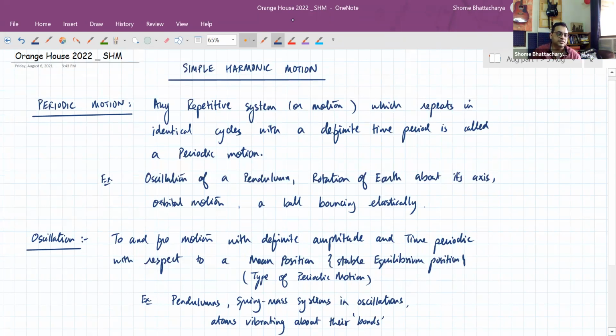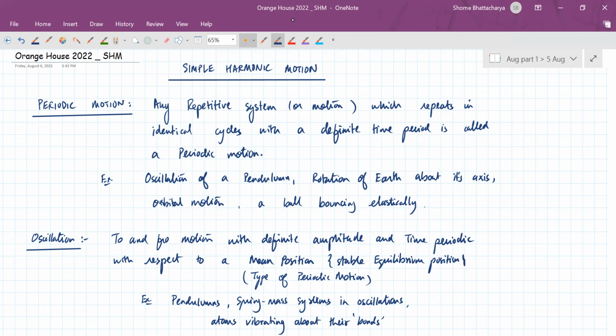Okay, now we'll see next that simple harmonic motion is a further subcategory or special case of this oscillation. Okay, the specific type of periodic motion which is to and fro with respect to a mean position or stable equilibrium point.